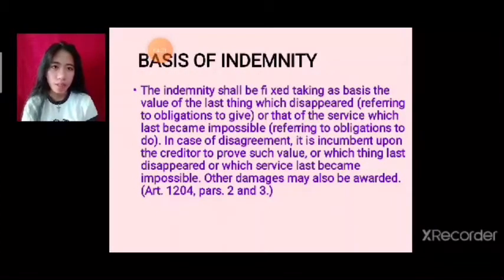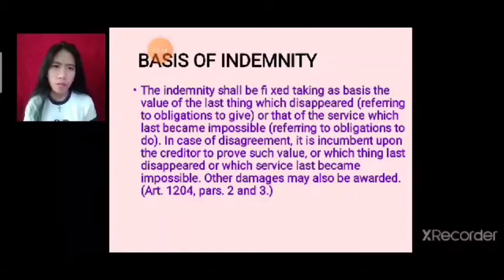The indemnity shall be fixed, taking as basis the value of the thing which disappeared, referring to the obligations to give, or the service which last became impossible, referring to obligations to do. So in this case of this agreement, it is incumbent upon the creditor to prove such value, or which thing last disappeared, or which service last became impossible. So other damages may also be awarded in Article 1204, Parts 2 and 3.